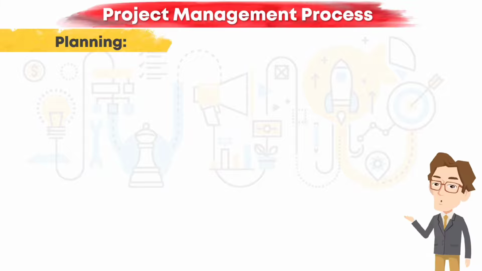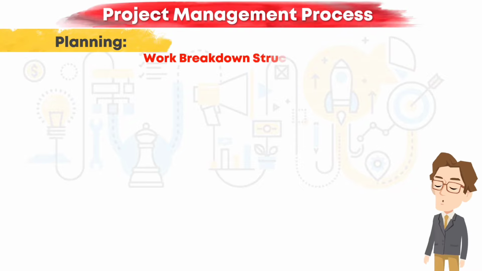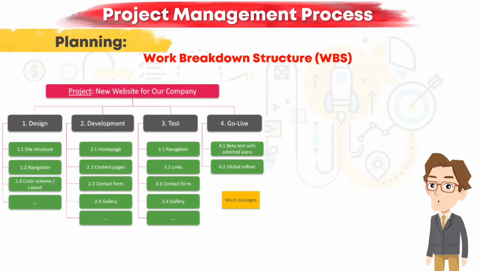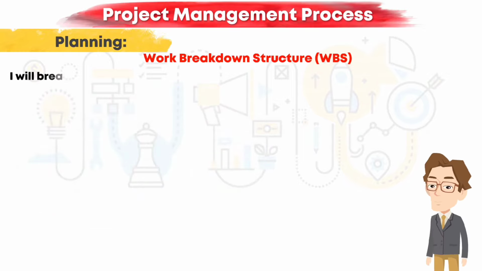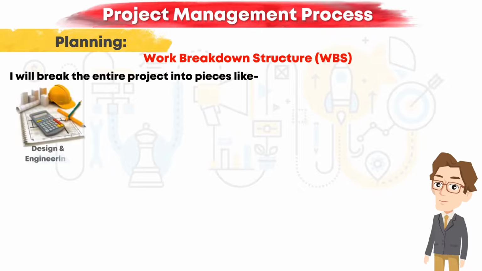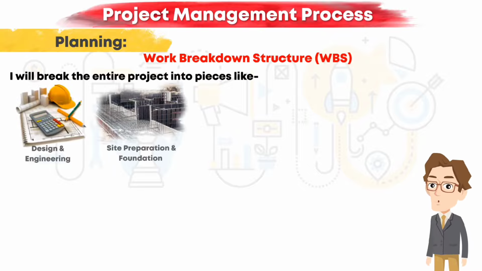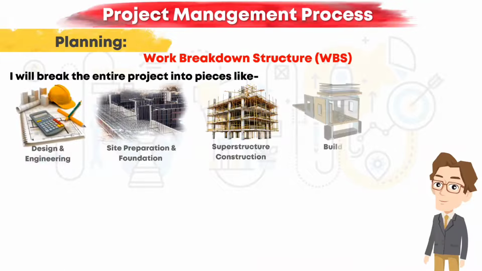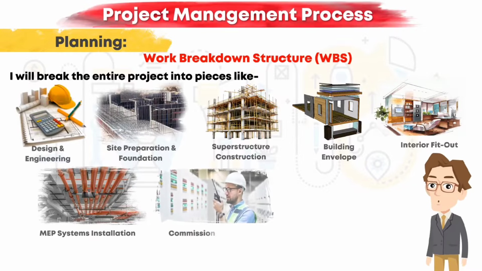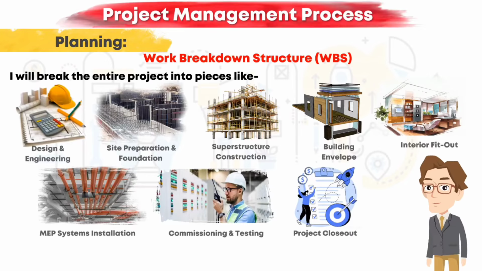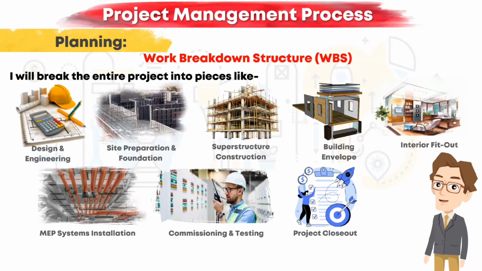Okay, since we already have the scope statement, let's move on with the work breakdown structure then. Work breakdown structure is basically a way of breaking down a complex project into smaller, more manageable pieces. You basically just decompose your deliverables. In my case, I will break the entire project into pieces like design and engineering, site preparation and foundation, superstructure construction, building envelope, interior fit-out, MEP systems installation, commissioning and testing, and project closeout. These are basically the outlines of WBS.